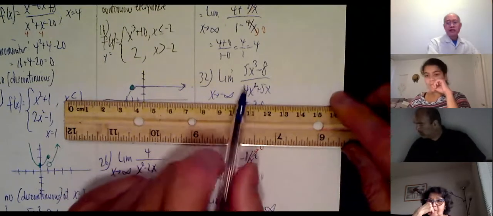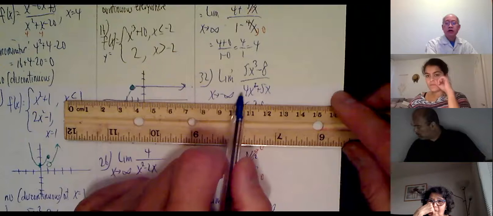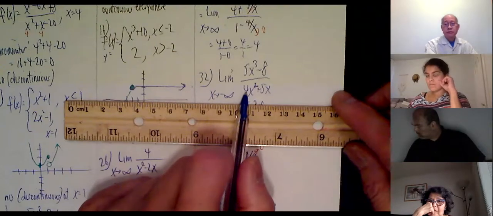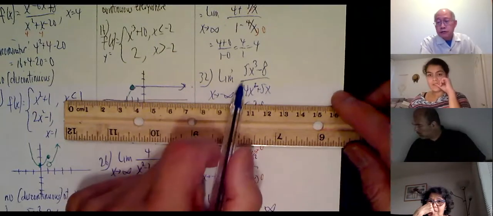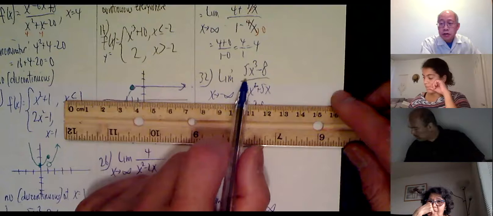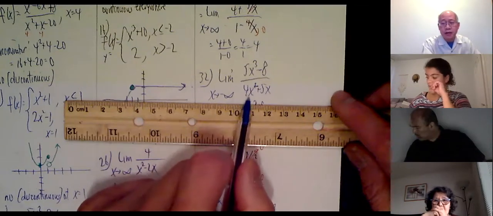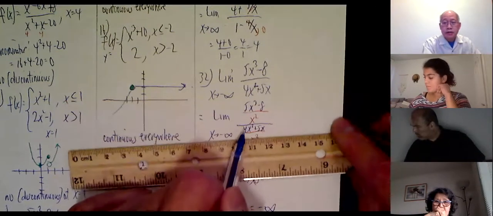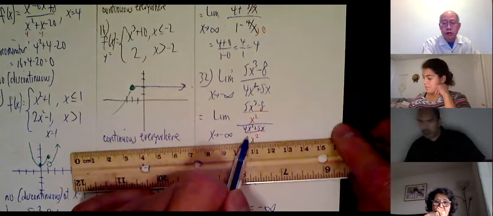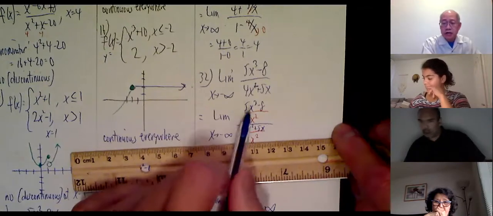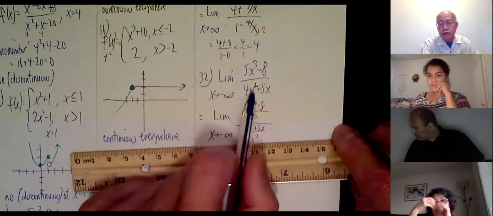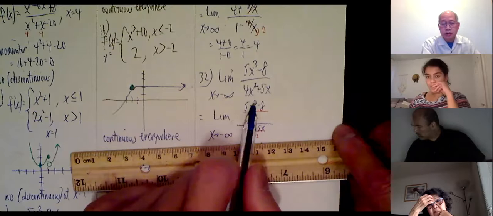So you might say, well, should I divide by x cubed or divide by x squared? It turns out you can do either. But let's just consistently divide by the degree of the denominator, so x squared. So divide top and bottom by x squared. You could actually divide by x cubed, but let's consistently say we'll just divide by the degree of the denominator.